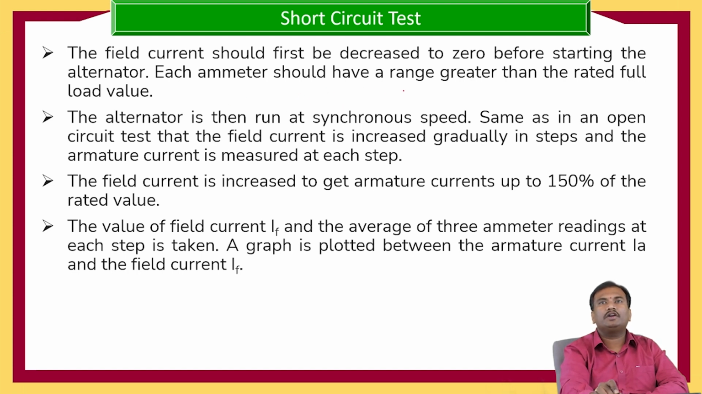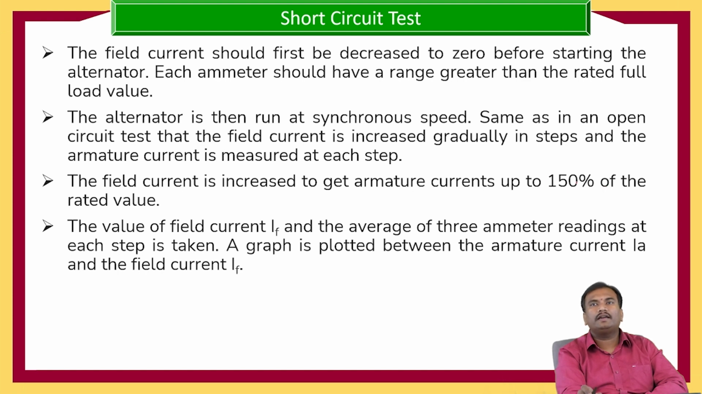Every ammeter is going to have a range that is greater than the rated full load value, and the alternator is run at synchronous speed, the same as in an open circuit test. The field current is increased gradually in steps and the armature current is measured at each step. The field current is increased to get armature currents up to 150% of the rated value.